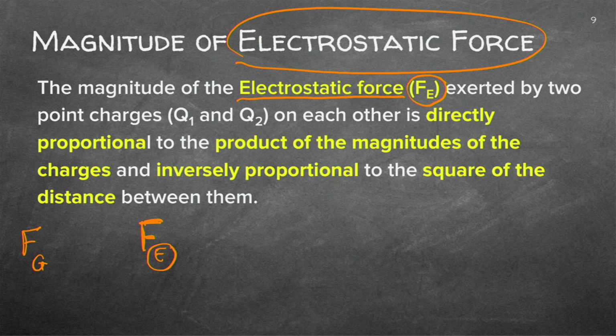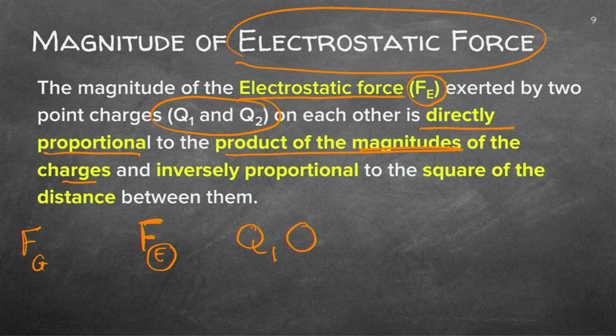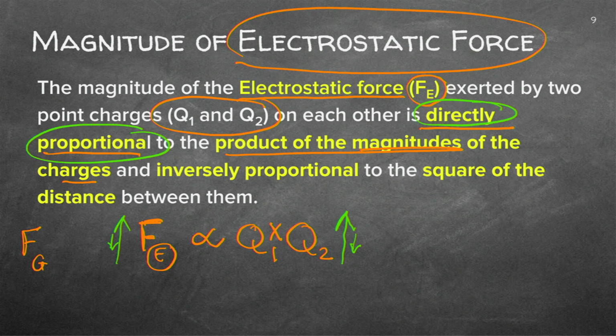What is it? It is directly proportional to the product of the magnitude of the charges. So I've got point charges Q1 and Q2, and this is directly proportional to the product. So it's multiply and it's directly proportional. Now, what does that mean? It means if I'm increasing the charges, the force will increase. If I'm decreasing the charges, the force will decrease. That is what the word directly proportional means.